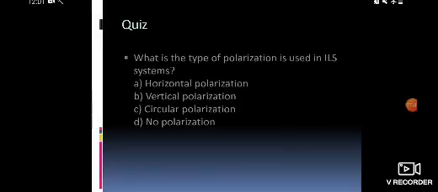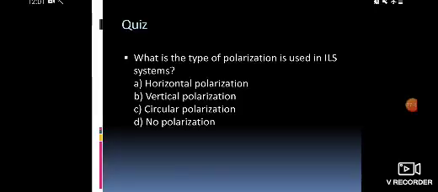So the next question: what type of polarization is used in the ILS system? Is it horizontal polarization, vertical polarization, circular polarization, or no polarization? What type of polarization is going to be used? Please note this question.